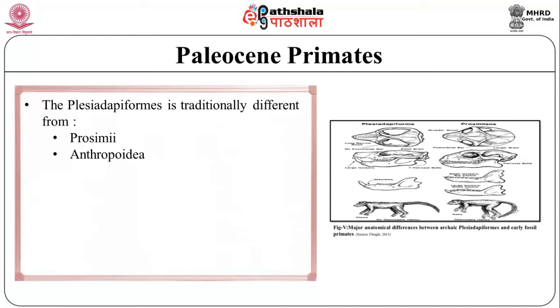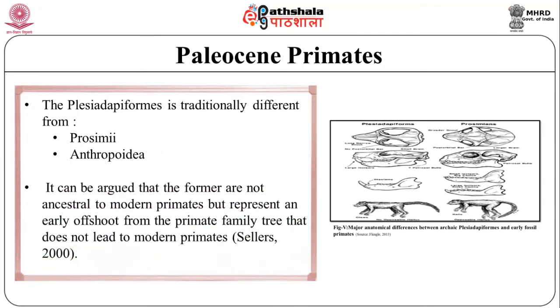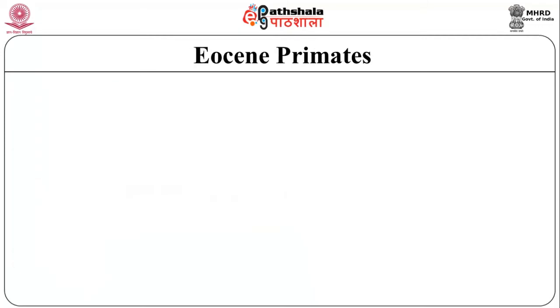Plesiadapiformes are traditionally different from prosimians and anthropoids, and it can be agreed that the former are not ancestral to modern primates but represent an early offshoot from the primate family tree that does not lead to modern primates, as given by Salas in 2000. The next figure shows the major anatomical differences between archaic Plesiadapiformes and early fossil primates.